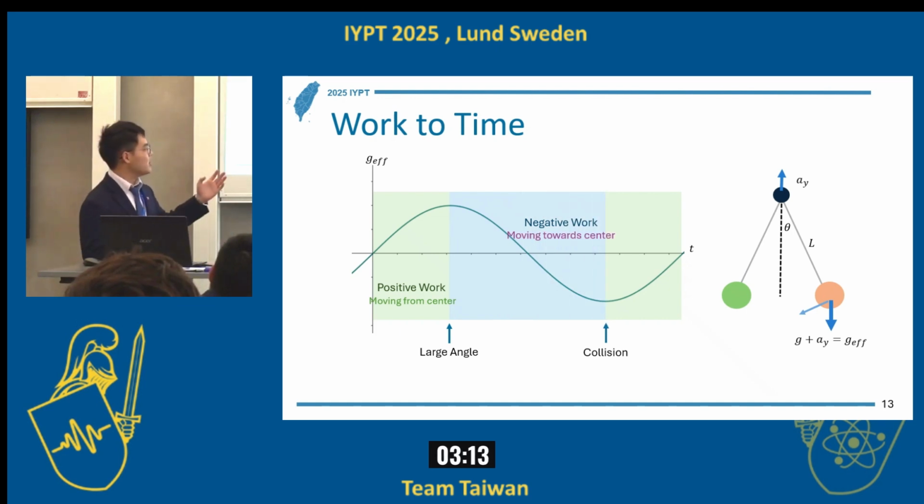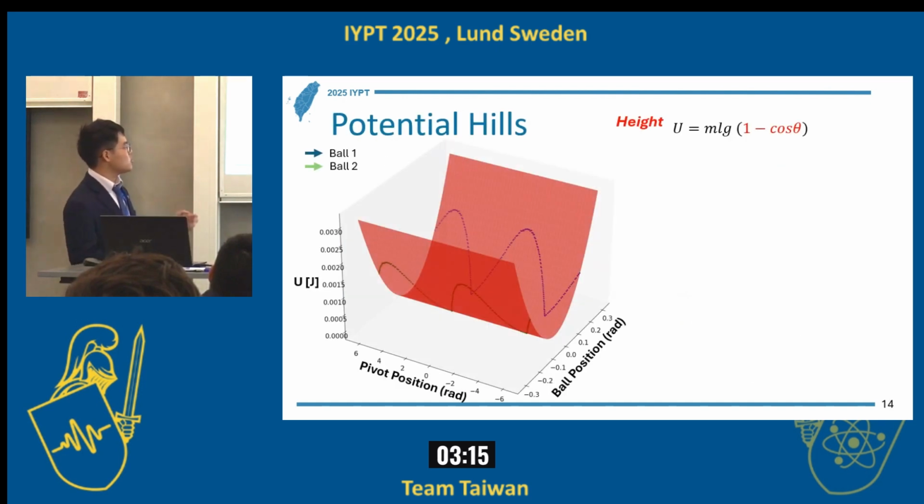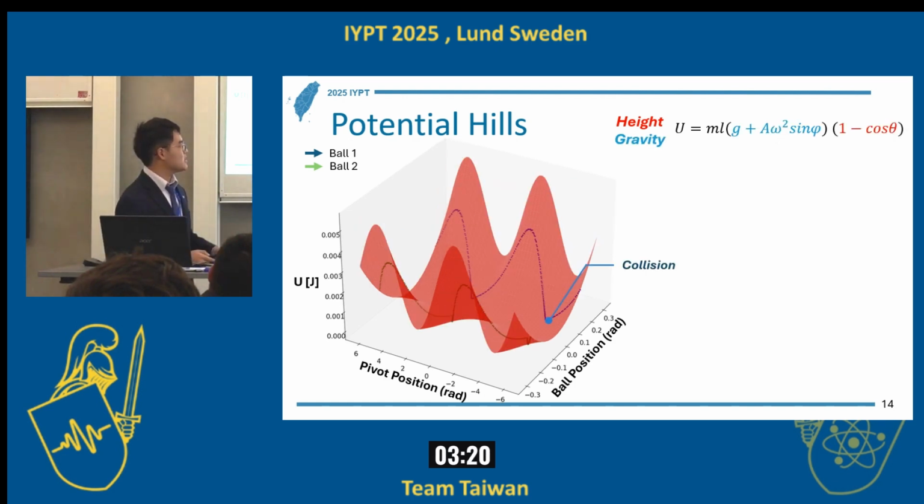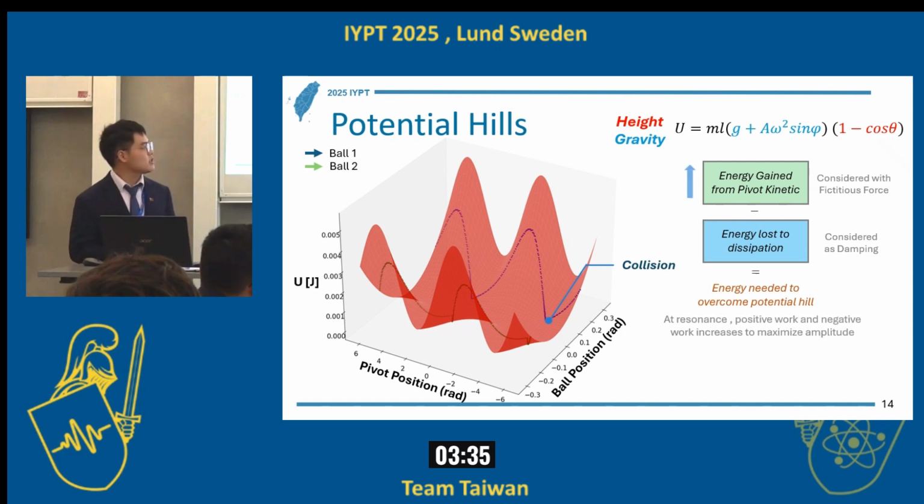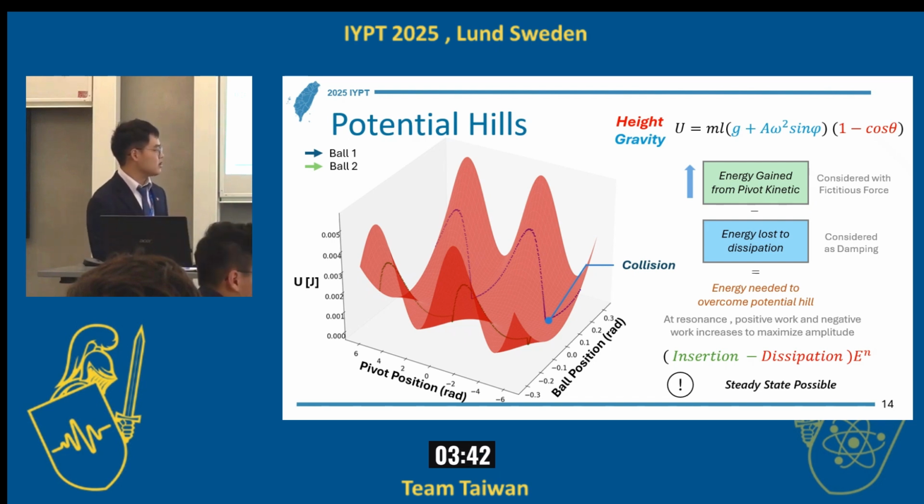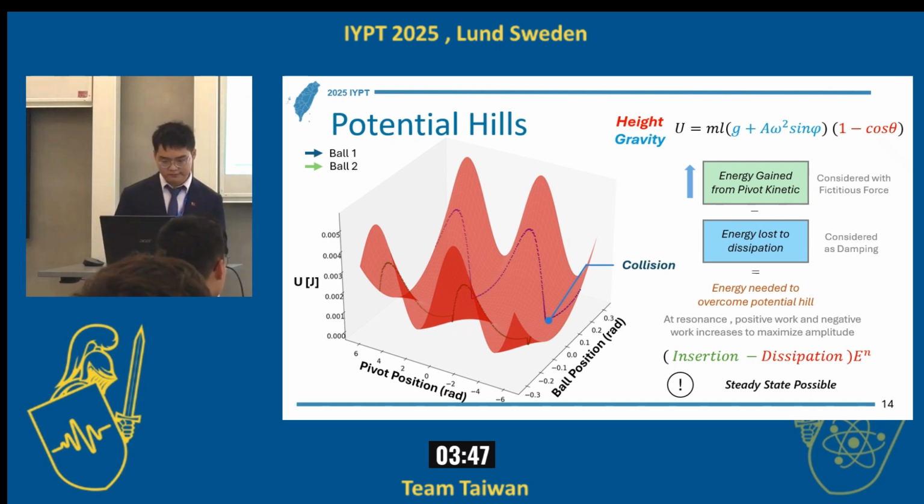So we can plot the potential fields of the system. This is the original pendulum potential. Accounting for the gravity modulation, we can see that the trajectory of the Lato Lato ball aligns with the gradient of the potential. So the energy gained from the pivot's kinetic energy minus the energy lost to dissipation will equate to the energy needed to overcome the field. At resonance, this increases. So we can write down the energy formula as this. And you can see a convergence of these and a dissipation of this. So a steady state may be possible.